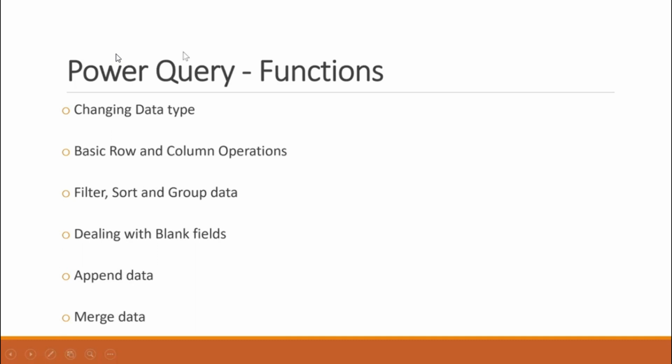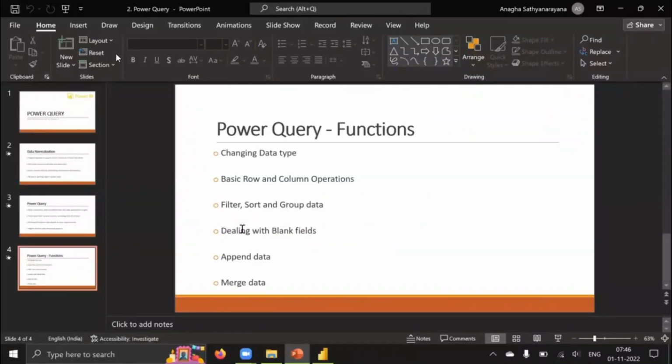Okay, so we'll go through all of these functions and much more, right? These are basically the most commonly used functions or features of Power Query. So you can change the data type, do basic row and column operations, filter, sort, and group data. You can also deal with blank fields, and at the same time, you can also append and merge data. We'll go through all of these functions one by one and much more. So we'll start from today. This is basically an overview of what we can do in Power Query.